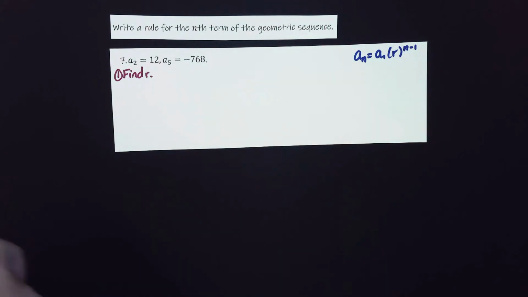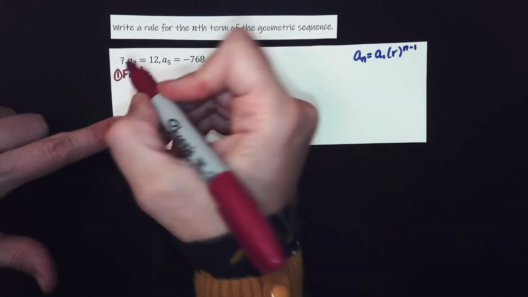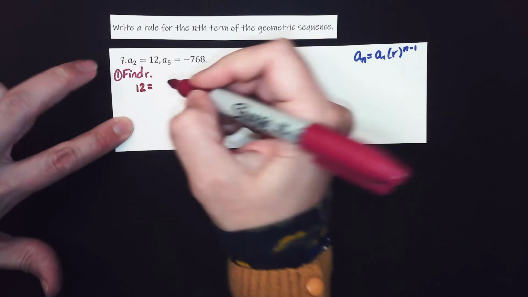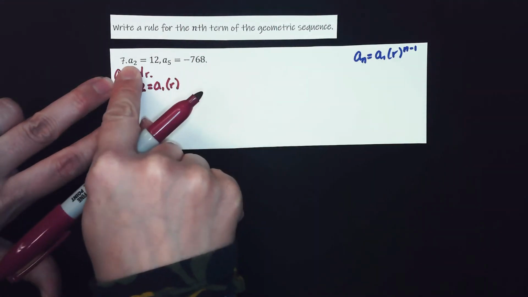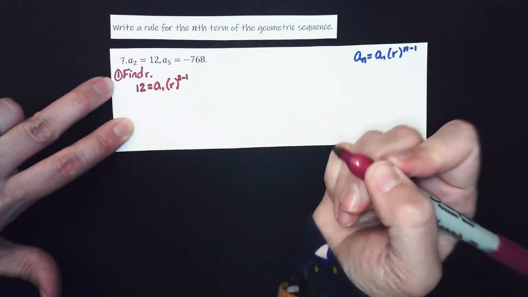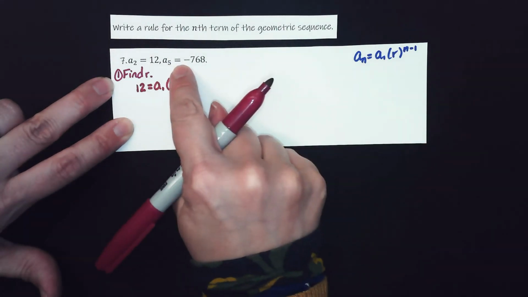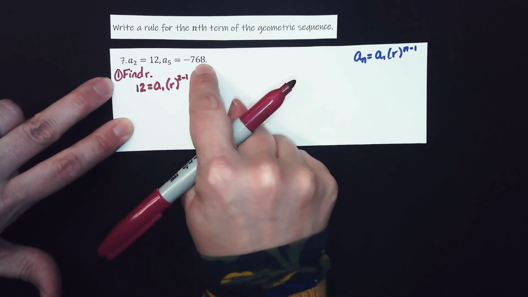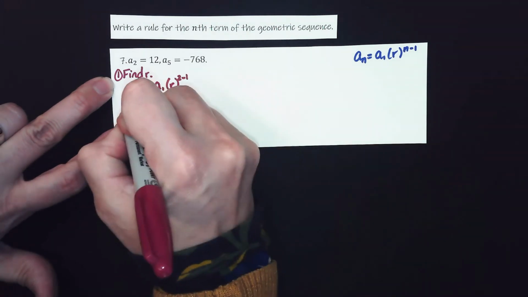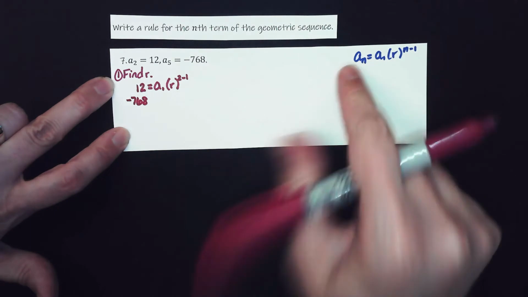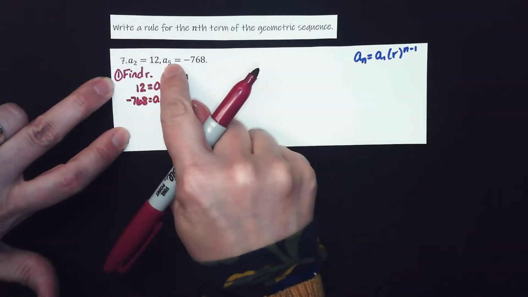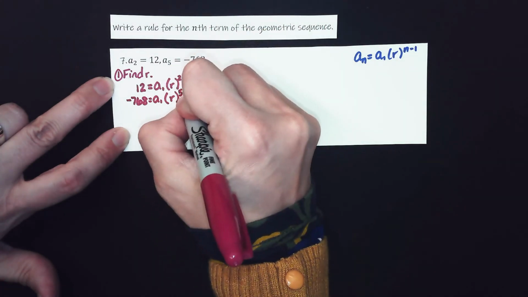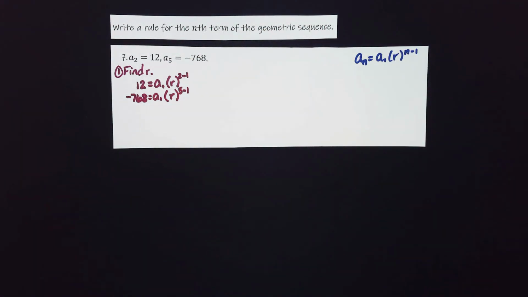Alright, I'm going to say 12 is a sub n, so I get 12 equals, I don't know a1, and I don't know r, but n would be 2, so 2 minus 1. Let's do the same thing for this fifth term being negative 768. So negative 768 goes in the place of a sub n. I still don't know a1, I don't know r, and in this case n was 5, so it's 5 minus 1. So I have a little system here, and I need to solve.